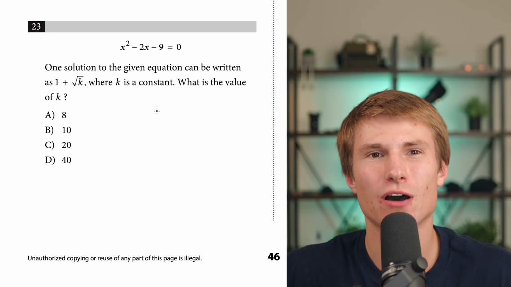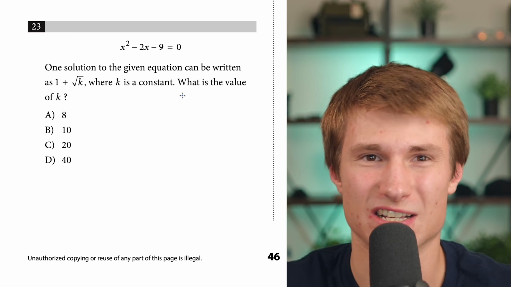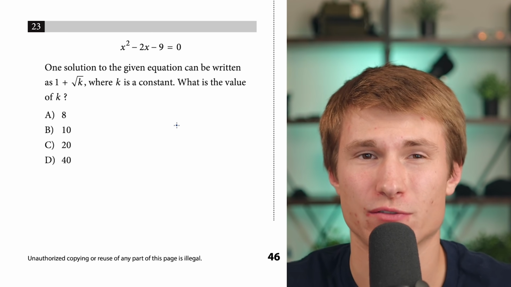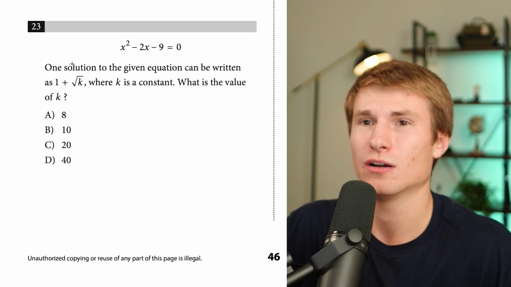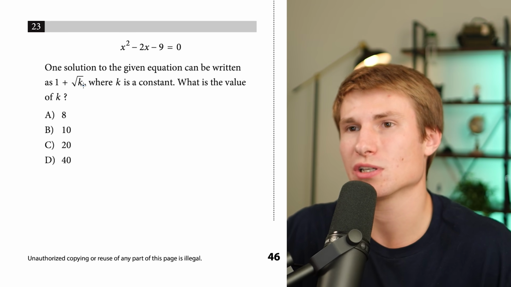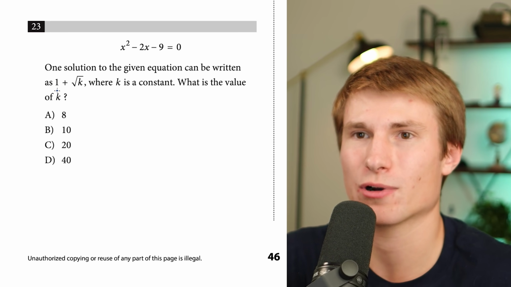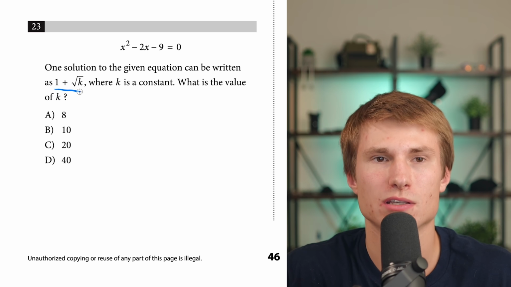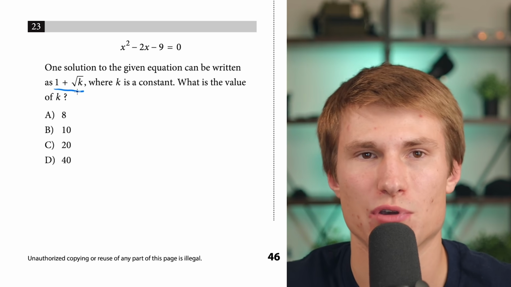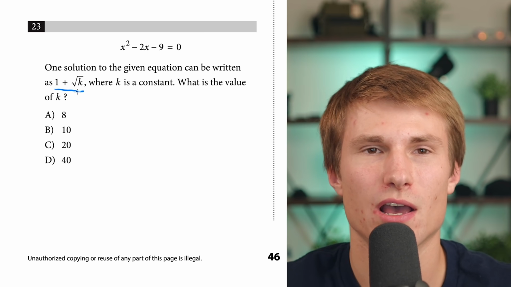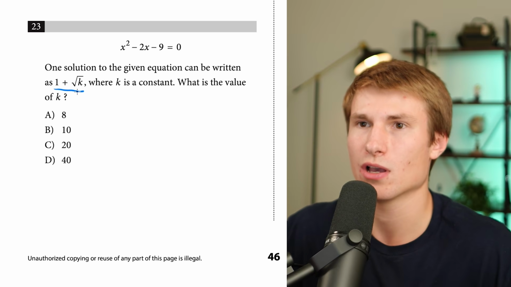Here's how to solve one of the most difficult SAT math questions in a standard way and a way to finesse the question if you're not sure how to do the standard way. All right, so question 23 states one solution to a given equation can be written as 1 plus root k, where k is a constant. What is the value of k? So the key part to this is you seeing that you have 1 plus the square root of k and recognizing that you're probably going to be dealing with some sort of squares there.